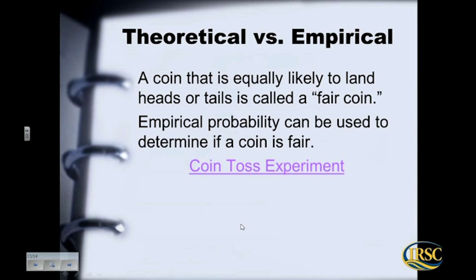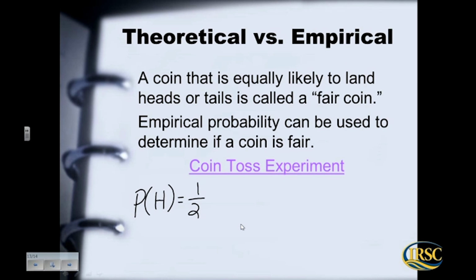First of all, it has heads or tails on it. And let's say we're looking for heads. If we were finding the theoretical probability of landing on heads, well, how many ways can it land on heads? 1 out of how many total possible outcomes? 2. So it should have a 1/2 probability, a 50-50 chance of happening.